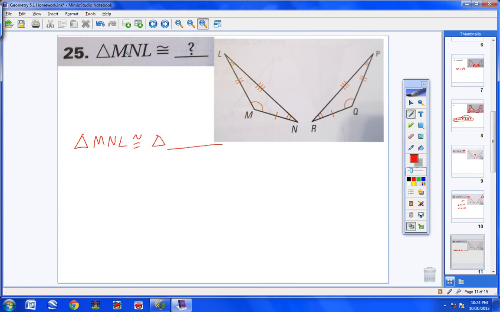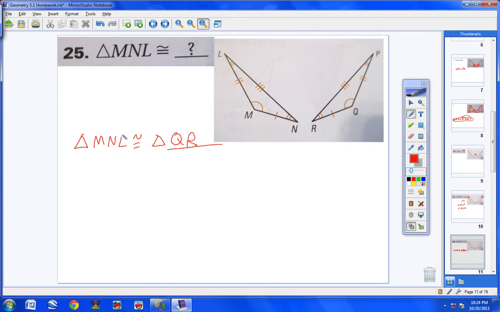Well, notice the first letter's M, and it has 1 slash. So the angle over here with 1 slash is Q. So Q must come first. Notice the second letter in this triangle is N. And of course, N has 2 slashes. So which angle over here has 2 slashes in this triangle? Angle R. So R comes second.